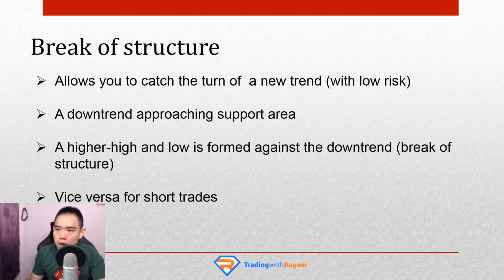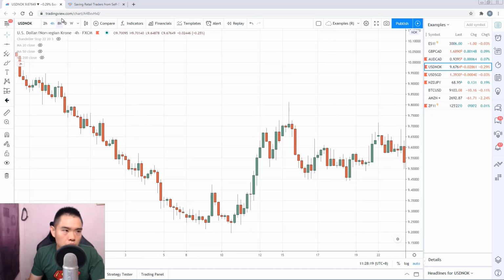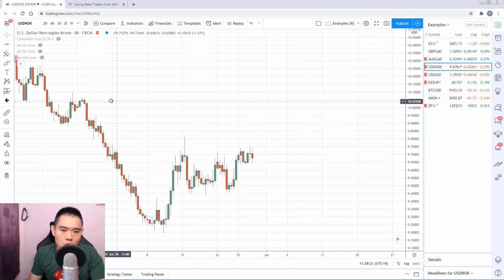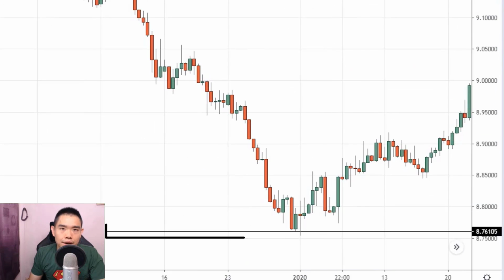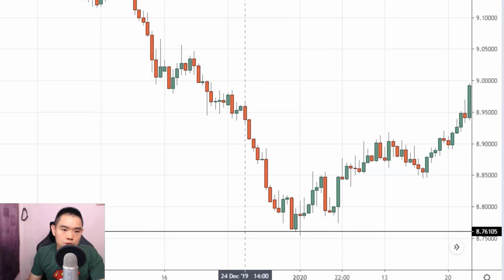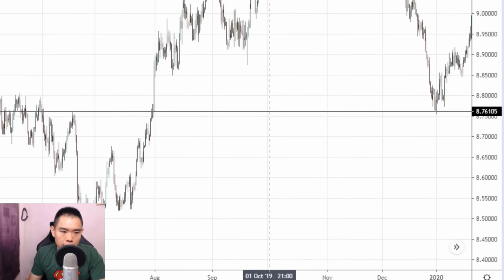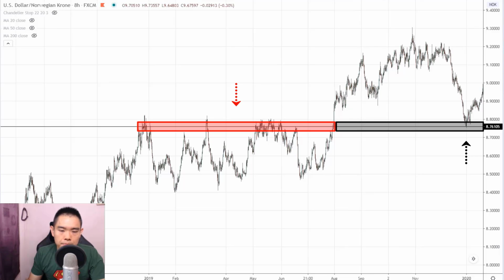Let me share with you a few examples so you can see where I'm coming from. First one, dollar against the Norwegian kroner. You can see over here, this black line is a key area of support. I know you can't see this because it's quite zoomed in, so what I'm going to do is zoom out. You can agree with me that this is a key area of support. This is a previous area of resistance, now previous resistance that could act as support.